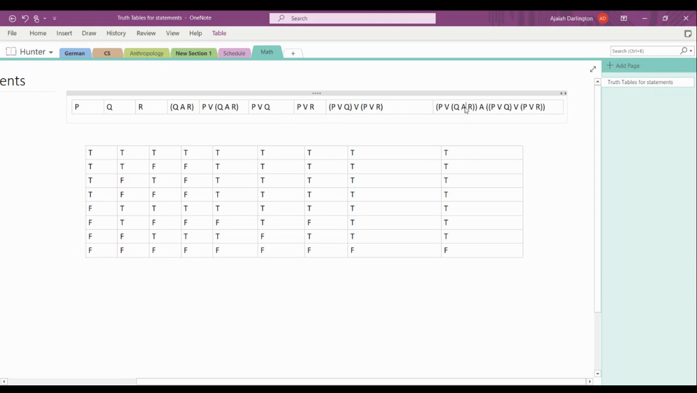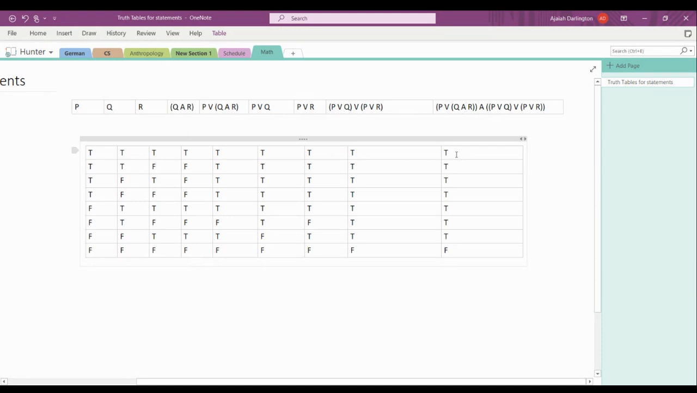Then the sixth column he has P or R, P or Q. Do we need a P or Q? Yes, we do need a P or Q. Then P or R. Then he has a P or Q. Ajaya, you need to fix this one too. Which, P or Q, and P or R.